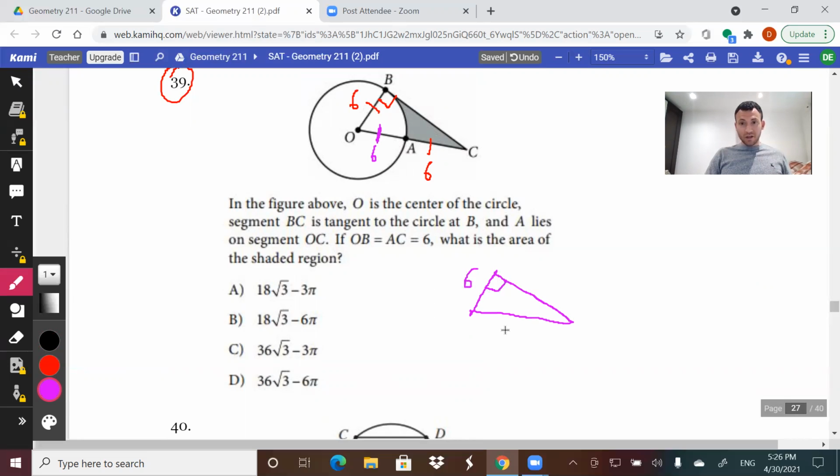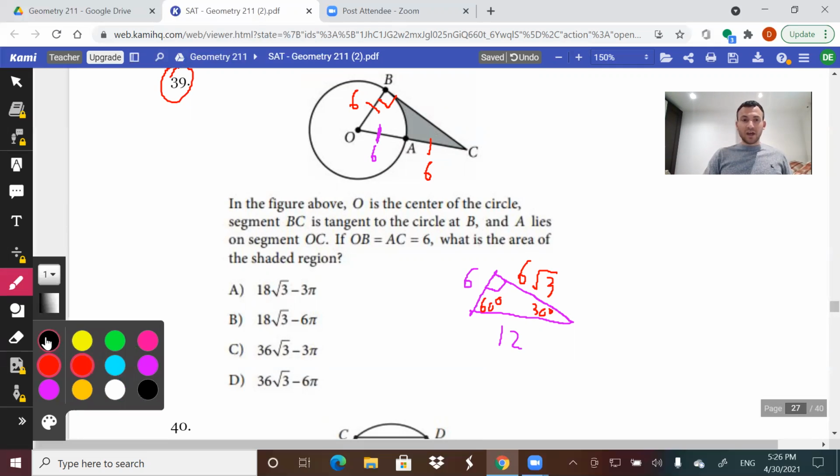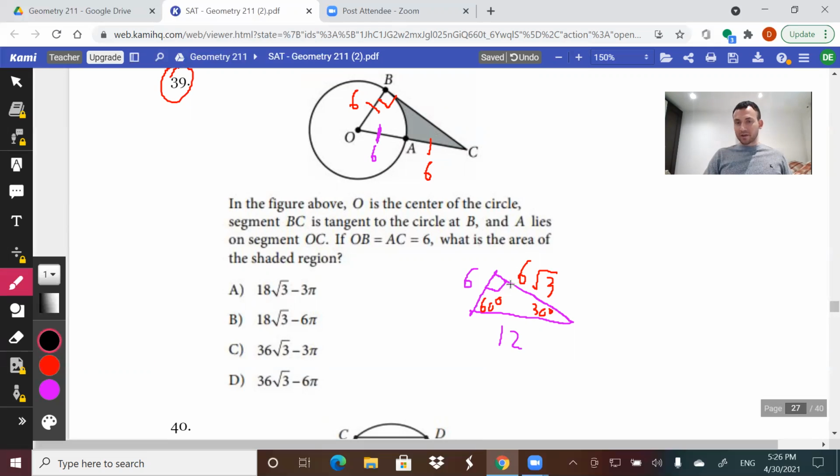If this is 6 and this is 12, a light bulb should go off in your brain, and you should go, wait a minute. 6, 12, 6 root 3. 30, 60, 90. And that's why you really want to have the proportions down tight. Because if you're trying to do it through trig, if you're trying to do it another way, you just may not get there. I'm not saying you can't, I'm just saying I would recommend it this way.